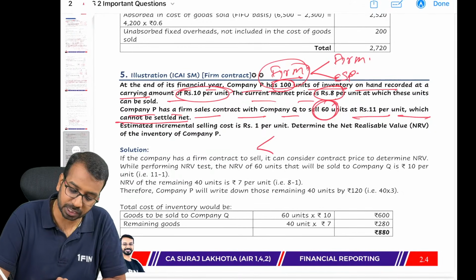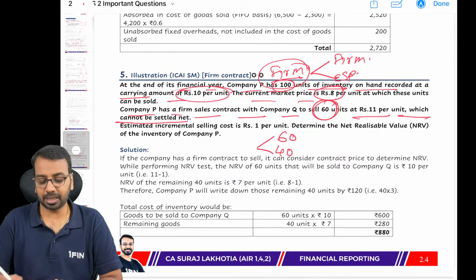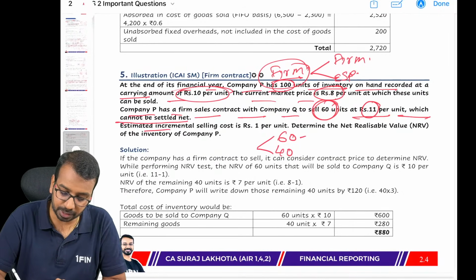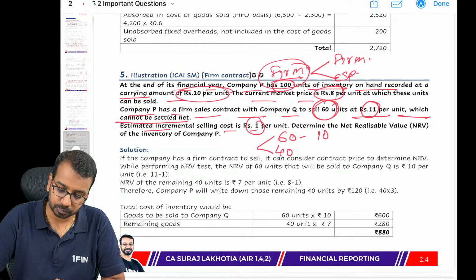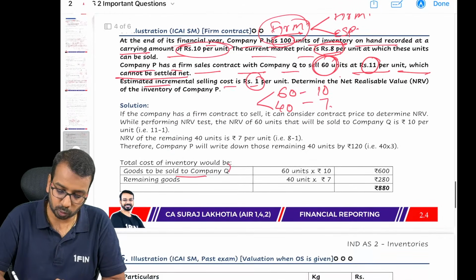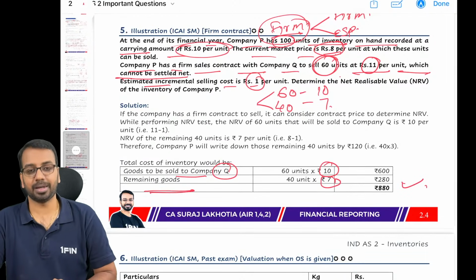For 60 units I have to do it separately and for 40 units separately. For 60 units, NRV is 11. The incremental cost to sell is 1, so NRV is 10. For the remaining product, which you can sell at 8 per unit, NRV is 7. So whatever can be sold to company Q, you will value at 10. Whatever is remaining, you will value at 7, and accordingly do the valuation.